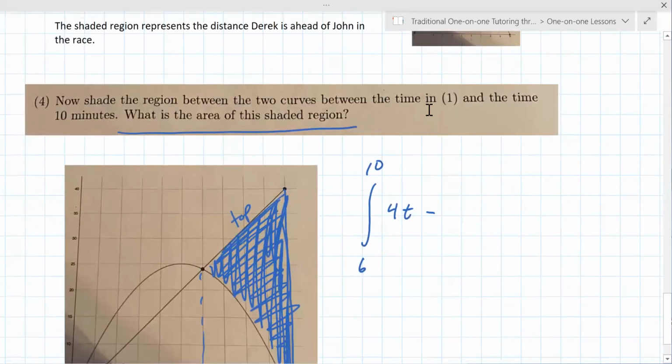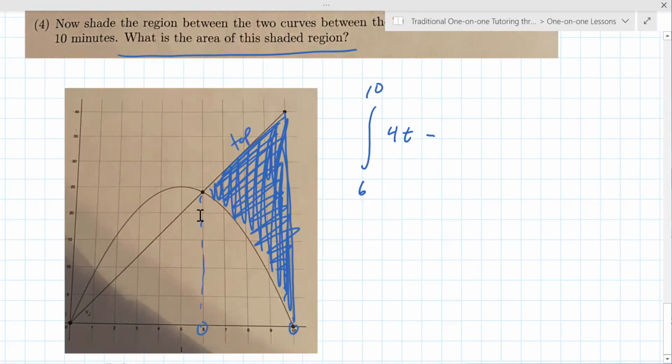It says from the time 1 in... Okay, 1. Yeah, and normally we have to calculate that. They just give it to you. Okay, yeah, that's fine. And then it's top minus bottom. So the bottom curve is 10t minus t squared.